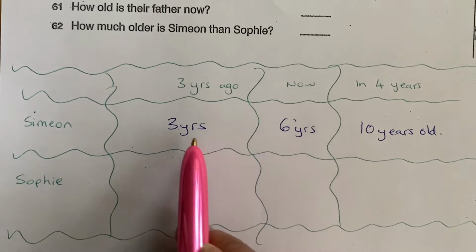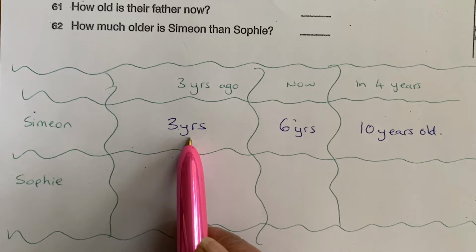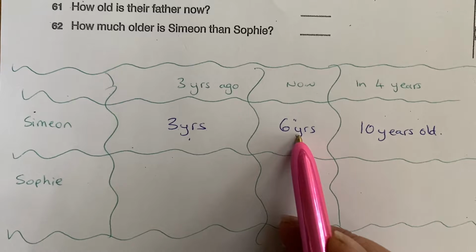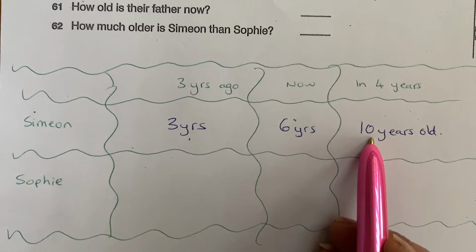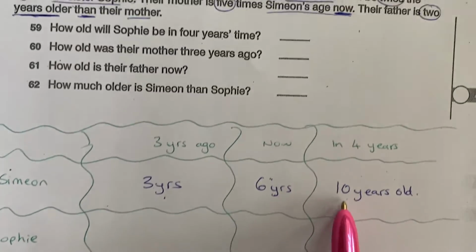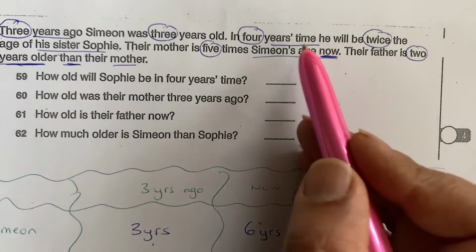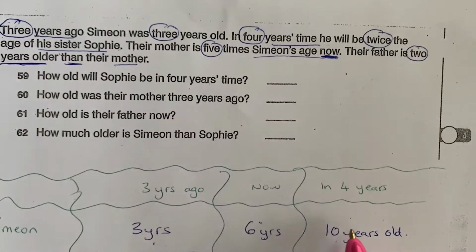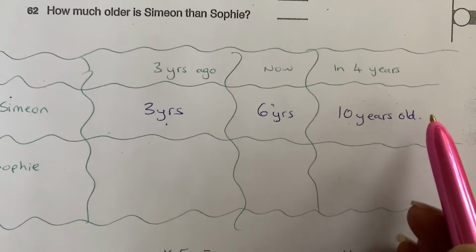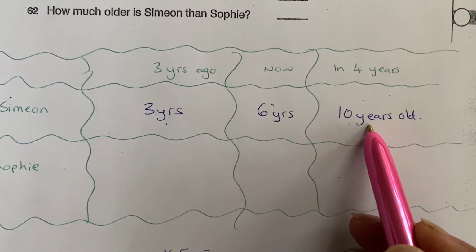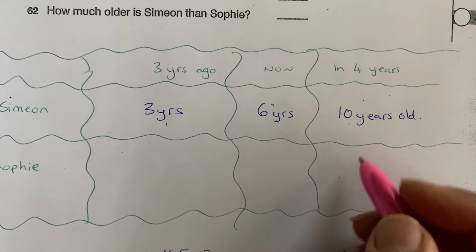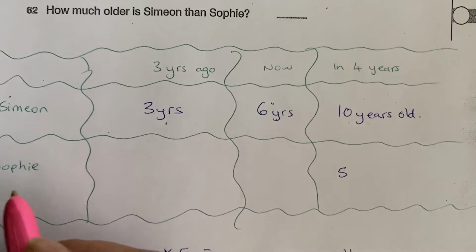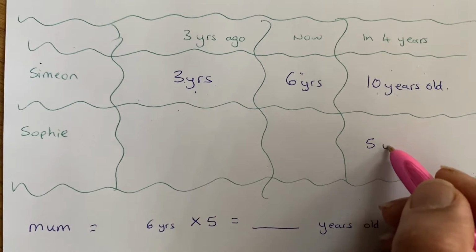So 3 years ago, he was 3. 3 years ago, that must mean, add the 3 years, he must be 6 years old right now. In 4 years' time, he's going to be 10 years old. And it does say here that in 4 years' time, he will be twice the age of his sister Sophie. So if he is twice the age, 10 divided by 2 must mean Sophie is 5 years old.